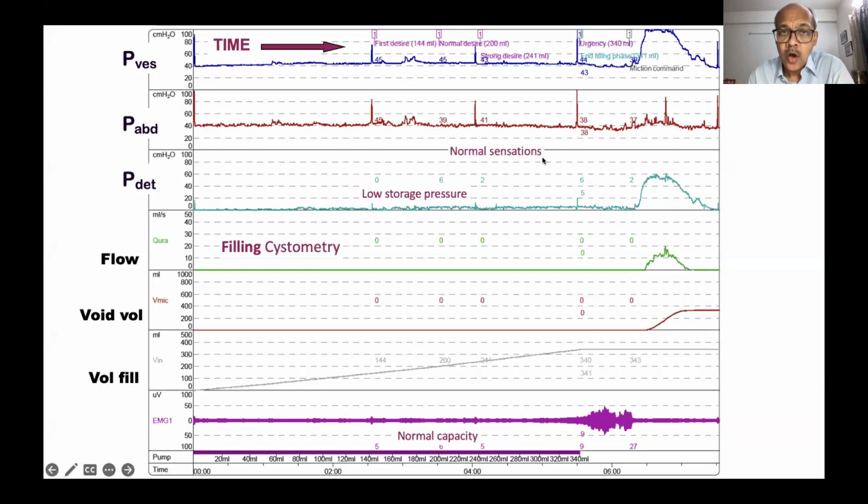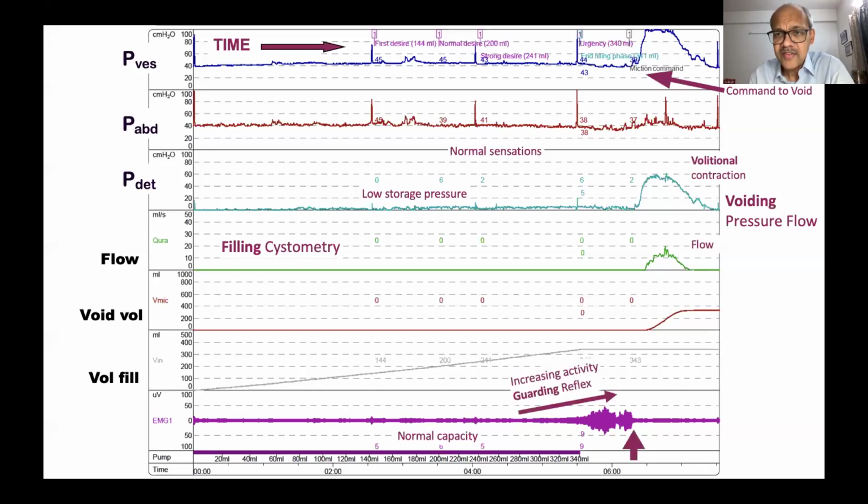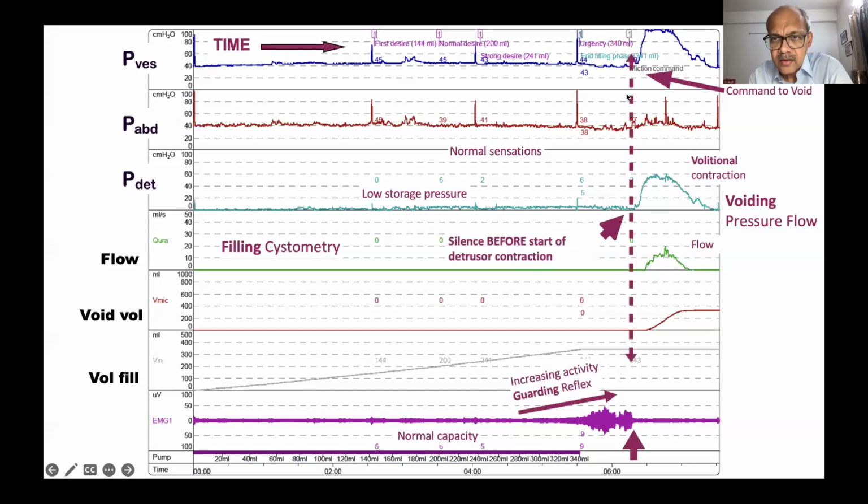Normal sensations would be characterized by a first desire, a normal desire, a strong desire, and then the patient may say, I just can't wait, at which point we ask the patient to start voiding. That's the micturition command. What you find is that when you tell the patient to start passing urine, the EMG tends to become silent before the start of the detrusor contraction.